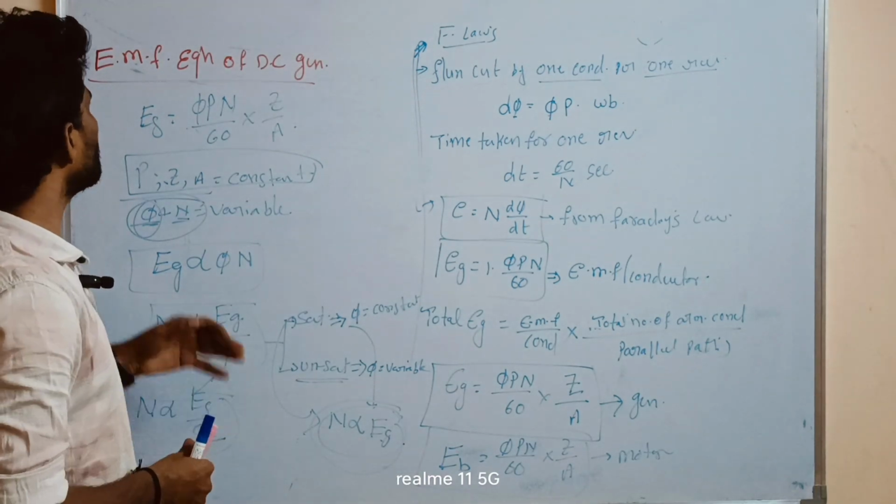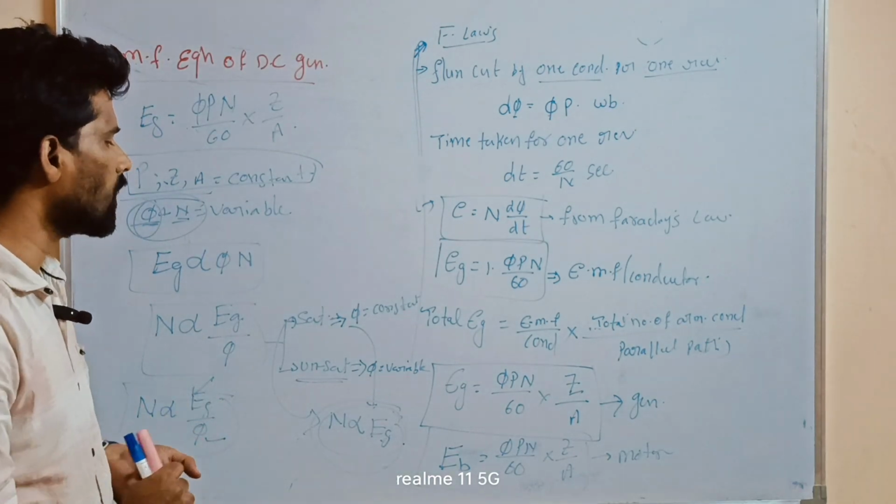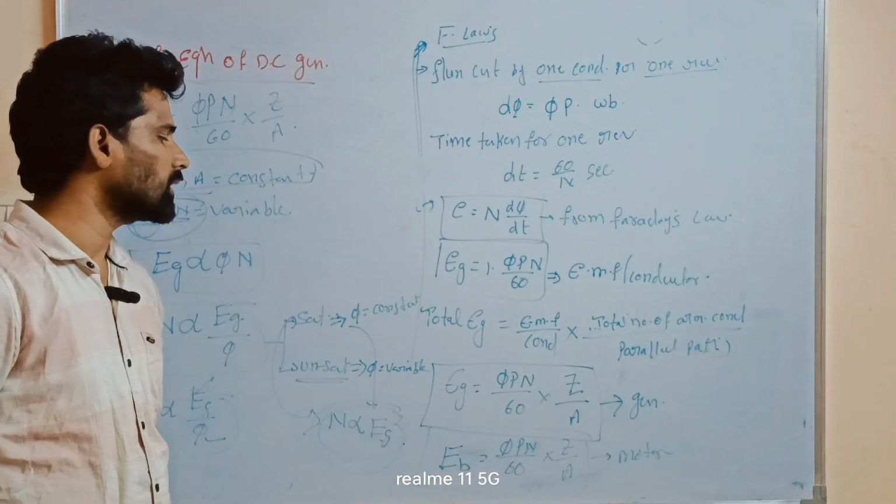So this is the class on the EMF equation for a DC generator. It is also the back EMF for a DC motor.